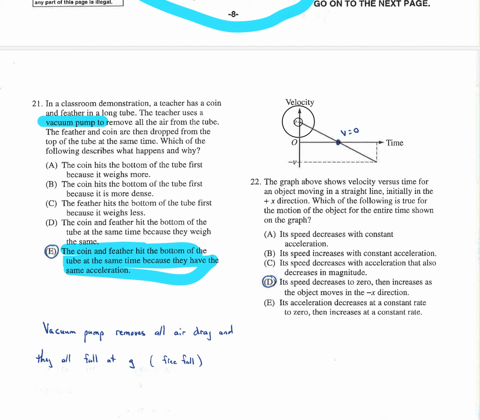This is a velocity versus time graph. The speed is decreasing and then increasing, where the velocity is decreasing the whole time. But the speed decreases to 0, and then it does actually move to the left, right? Because we have a negative velocity down here, which means we are moving in the negative x direction.